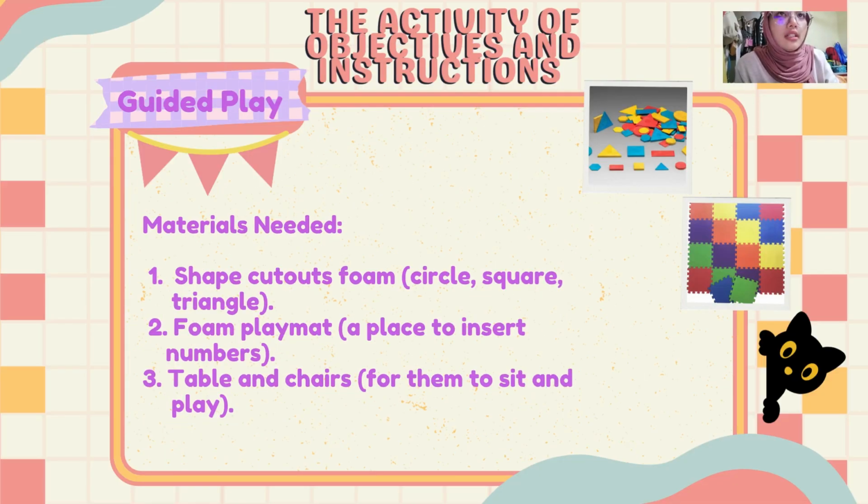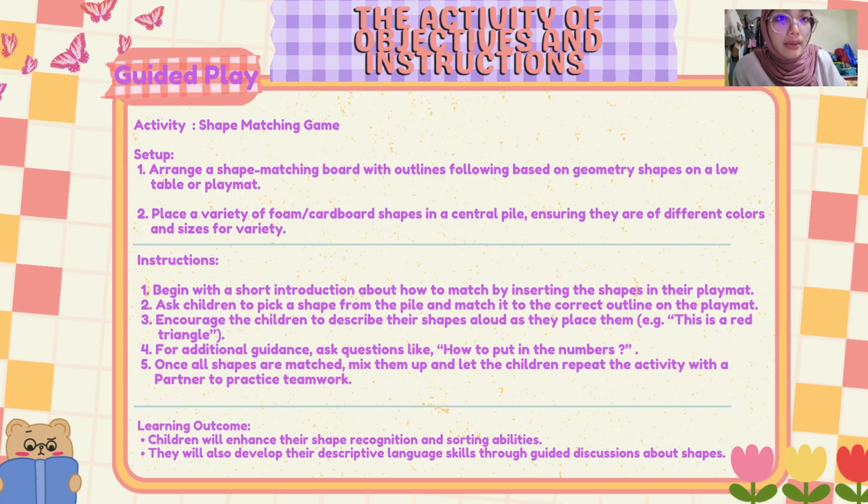For the materials that we need, the first one is shape cutout forms, for example circle, square, and triangle. The second one is a form playmat, a place to insert numbers. The third one is table and chairs for them to sit and play. The activity is shape matching games.